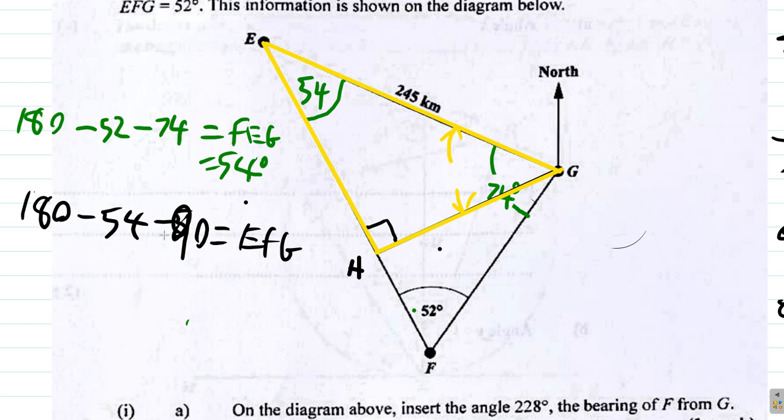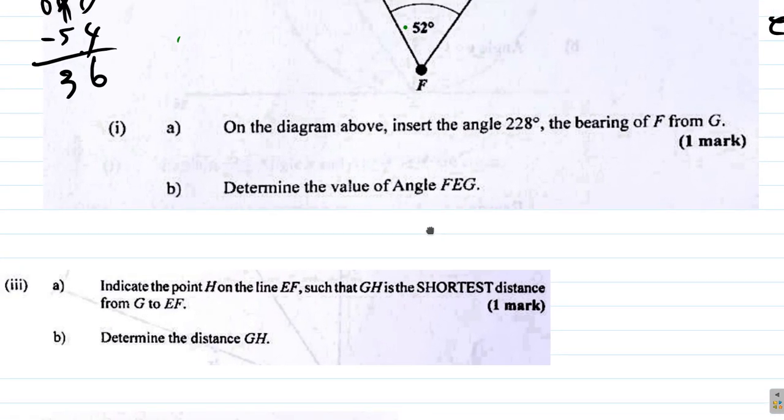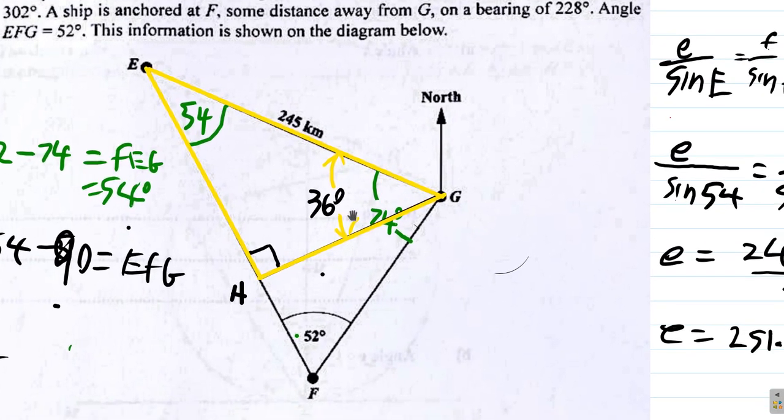Now, 180 minus 90 is 90, minus 54. Borrow 1 from 9, you get 8. It's 10. 10 minus 4 is 6. 8 minus 5 is 3. That's 36 degrees. So you have 90 minus 54 gives us 36 degrees. Now, I want you to determine the distance GH from G to H. When you consider it, you have the angle, the side that is opposite to it, and the hypotenuse.